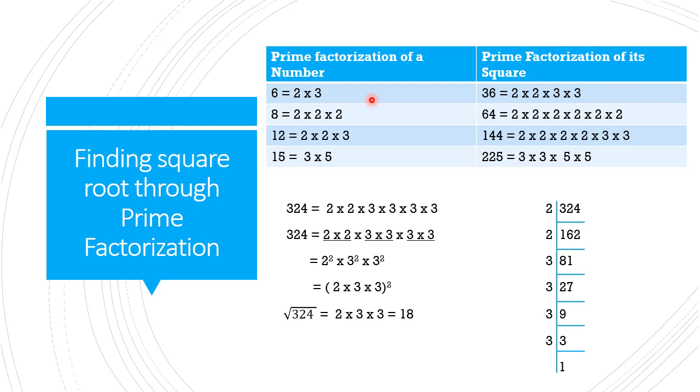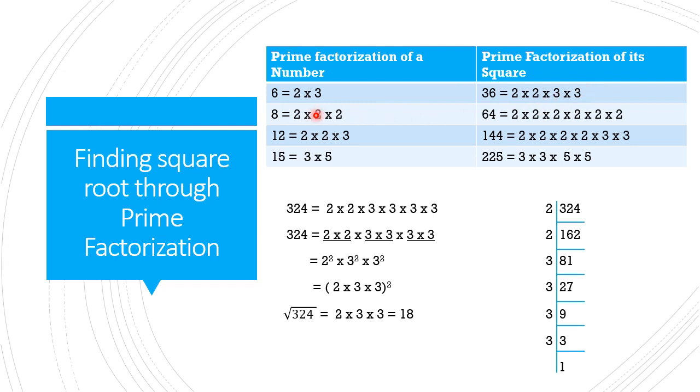6 is the number, or root. 36 is its square. Here the factor 2 comes one time. In the square it comes 2 times. Here 3 comes one time and here 3 comes 2 times. So how many times in the root the factor comes? It's double times we have the factor in the square.